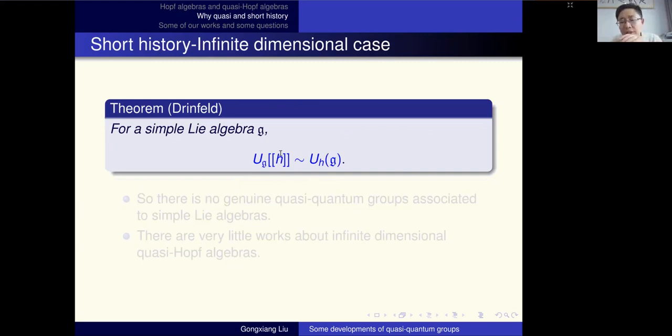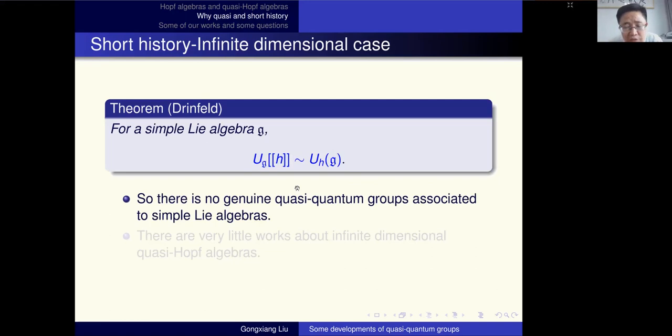But from the study of quasi-Hopf algebra, we find that the quasi-quantum group constructed by Drinfeld is not genuine. Yes, because it is equivalent to a Hopf quantum group, so it's not genuine. So there's no genuine quasi-quantum group associated to simple or semisimple Lie algebras. No direct way.